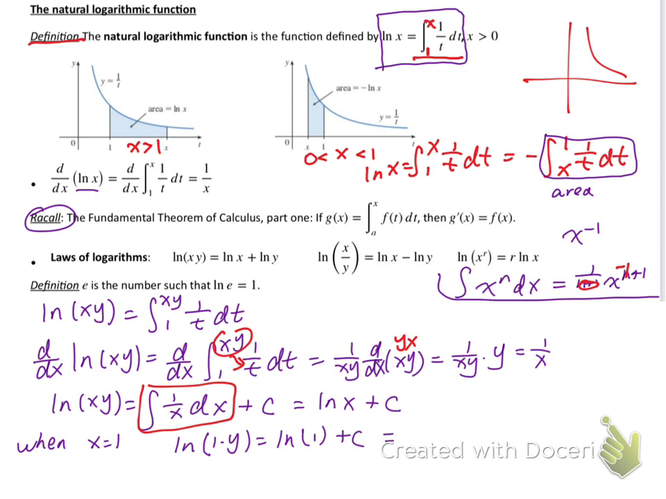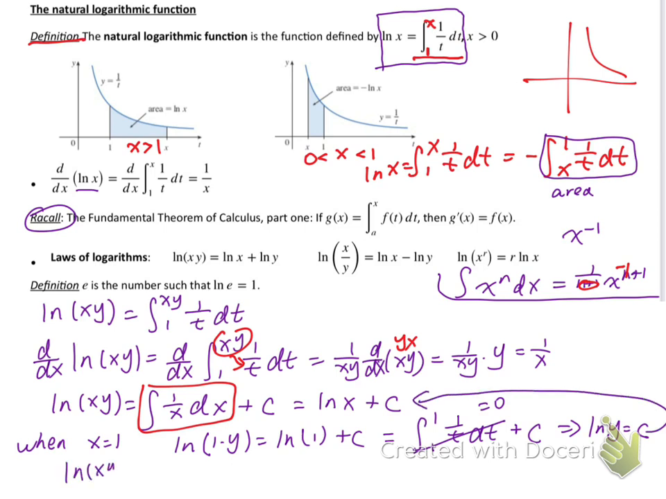But what is ln 1? ln 1 is the integral from 1 to 1 of 1 over t dt, plus c. Well, any integral from the same number to the same number is 0. So this equals 0. This is 0 area. So that gives us ln y actually equals c. Bring it back here. You have ln xy equals ln x plus ln y.